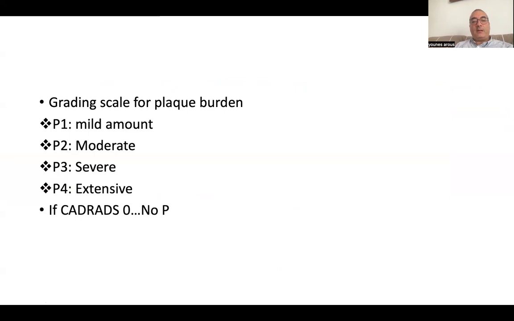For the plaque burden, there is a 4-grade scale. P1 is a mild amount of atherosclerosis, P2 is a moderate amount, P3 is a severe amount, and P4 is an extensive amount. Of course, we can easily understand if the coronary artery is normal with no atherosclerosis, the patient is classified CADRATS 0. There is no need to add a P in the classification because there is no plaque.